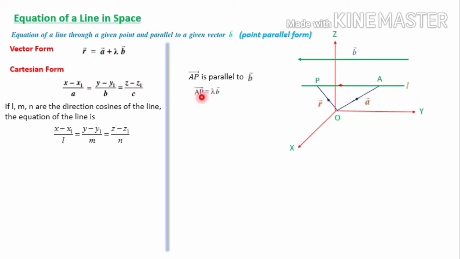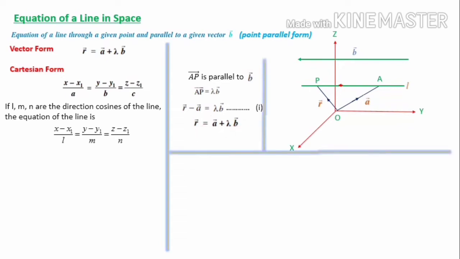Position vector of P minus position vector of A. Position vector of P we know is R, and position vector of A we know is vector A. So R minus A, that is vector AP, equals lambda into vector B. From here we can calculate R. We can bring A to the right side, so R is equal to A plus lambda into vector B. So this is the vector form of the equation.